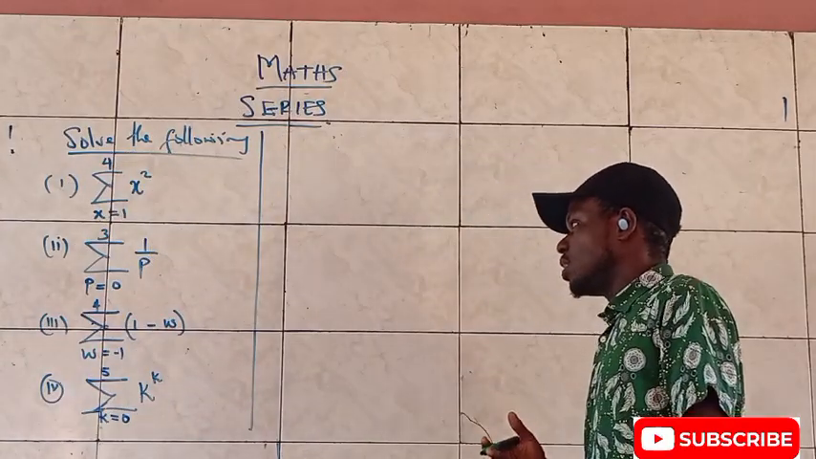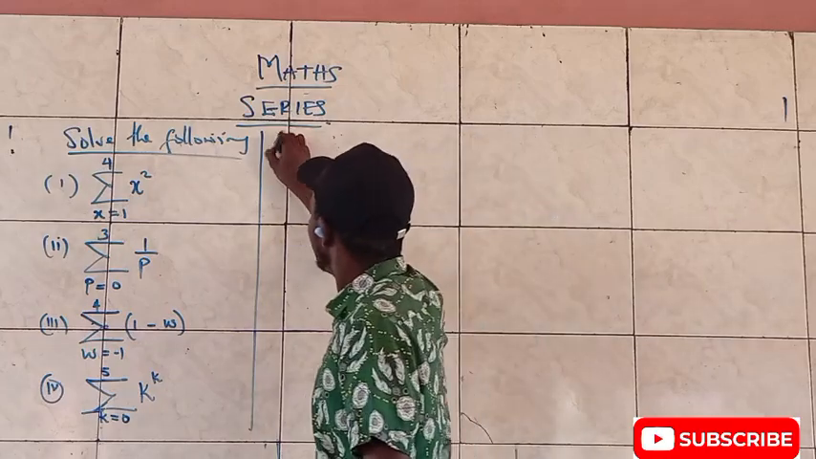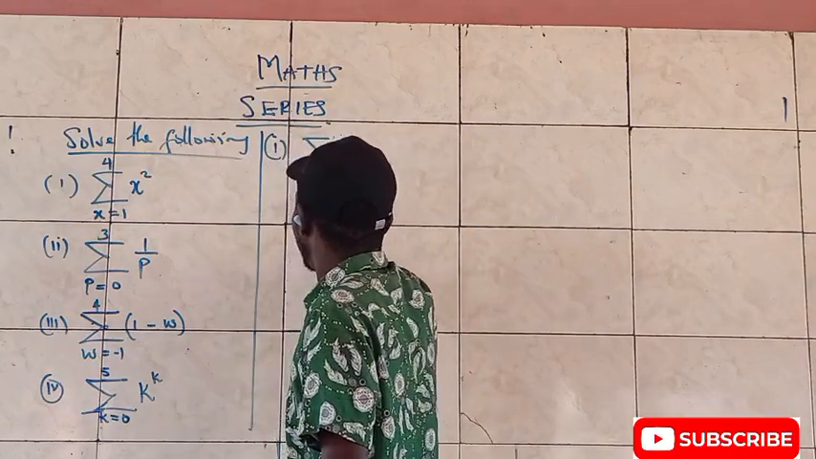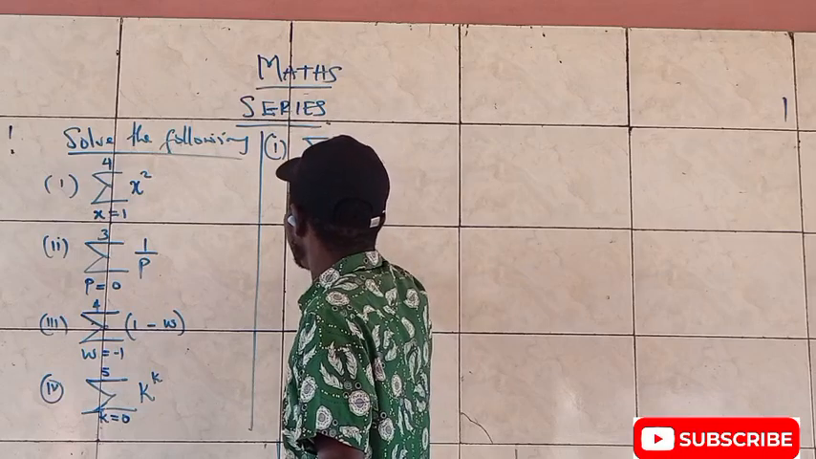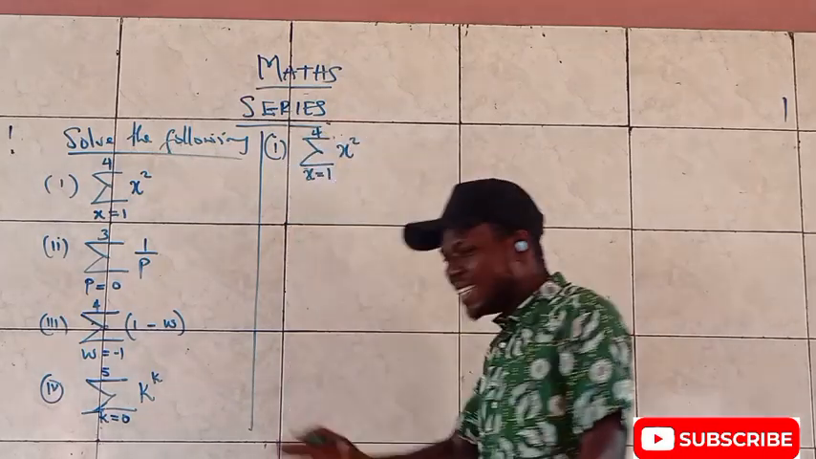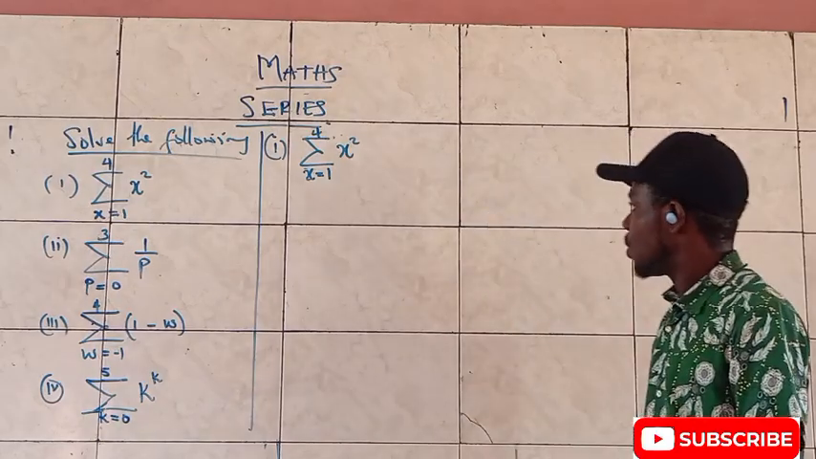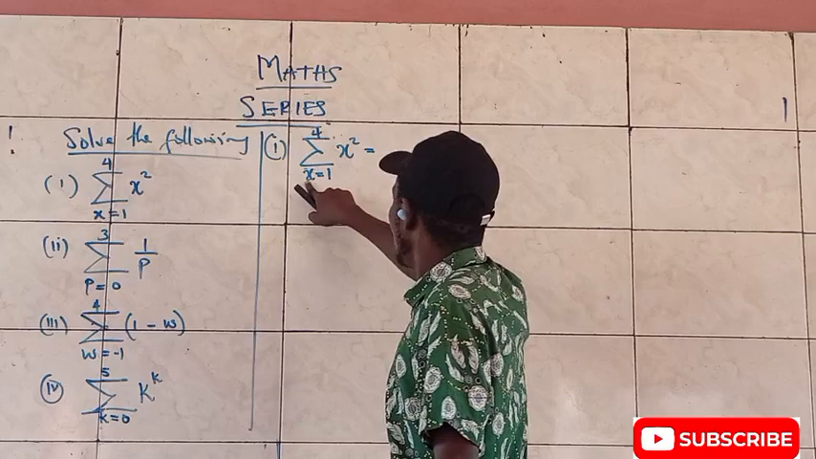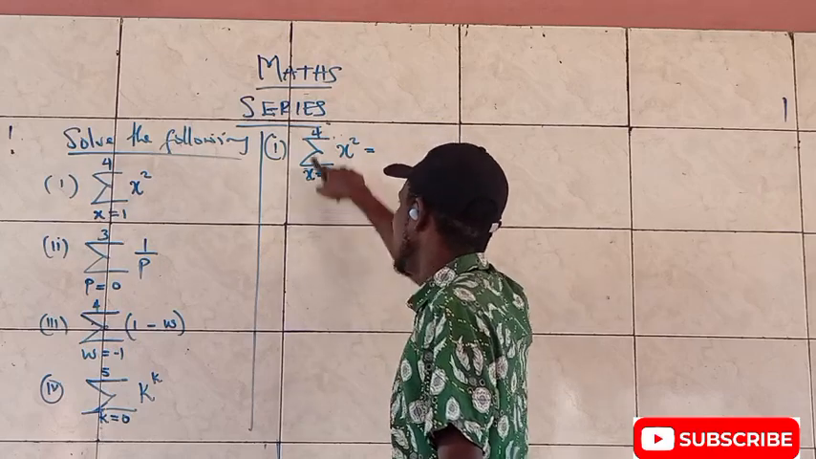Let's see our solution. Number 1, I have the summation of x starting from 1 all the way down to 4 of x squared. Please kindly follow me carefully. Nothing is difficult. Don't forget that our x starts from 1 and ends at 4.